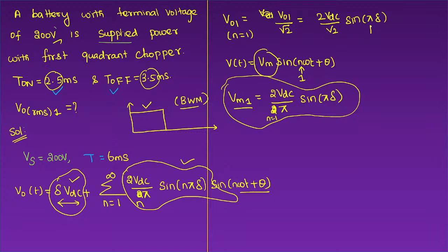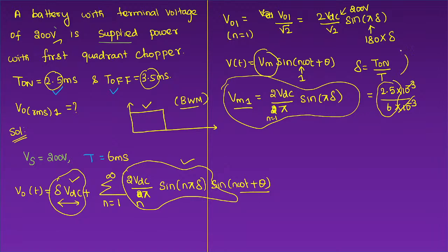So now replace pi by 180 degree because we are calculating sine of pi into delta. Do you have any idea about delta? This VDC is known, it is the supply voltage, that is 200. VDC is given as 200 volts, sir, but how can I calculate the value of delta? We know delta equals on time upon total time, whereas on time is given as 2.5 times 10 power minus 3. Total time is 6 times 10 power minus 3. Now 10 power minus 3, 10 power minus 3 will get cancelled. You can keep this 2.5 by 6 in this place.